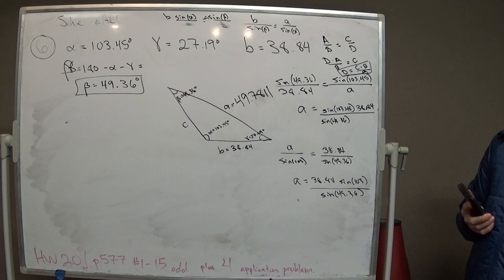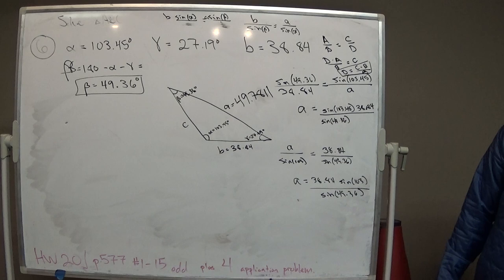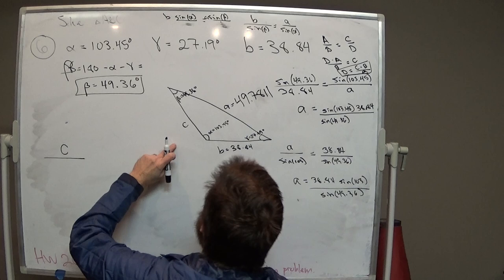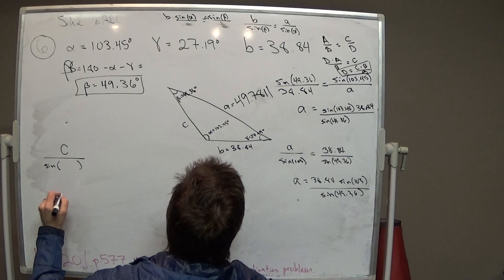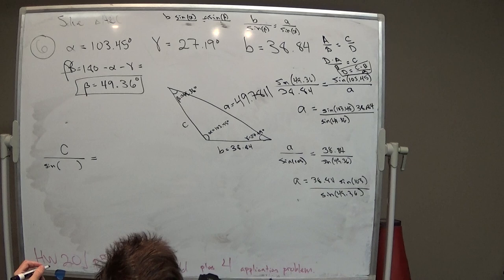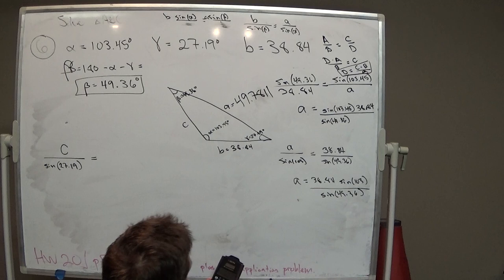Knowing that I'm gonna want C by itself, I'm not going to set it up like this. I'm going to start with C. I'm going to say C is to sine of what? 27. There you go, right? It's the opposite one. 27 point, what was it? 19. 27.19. And make sure you're in degree mode on your calculator.